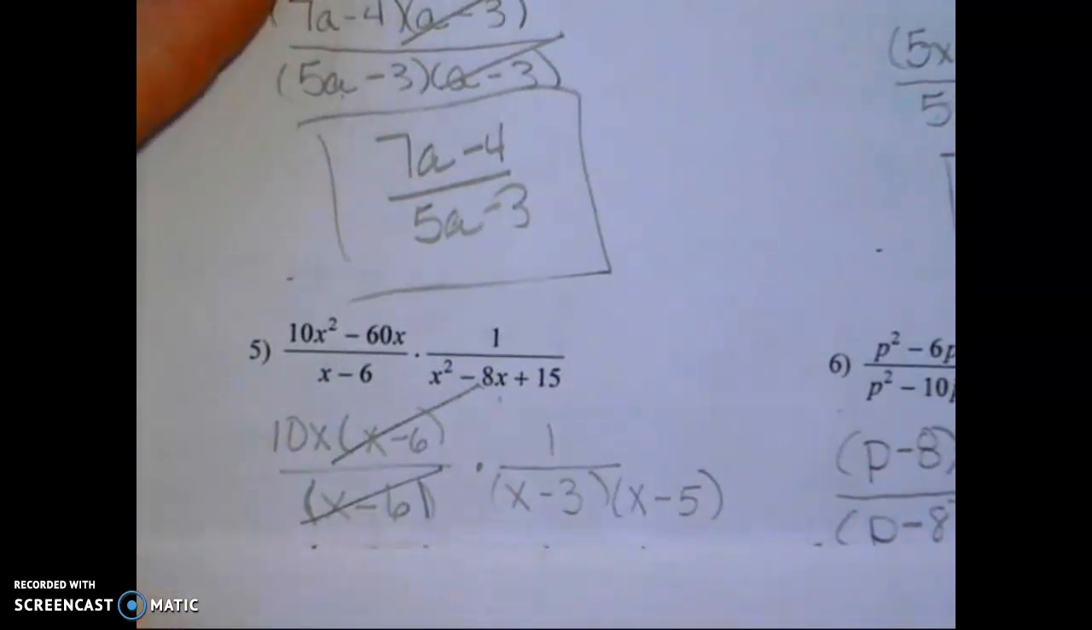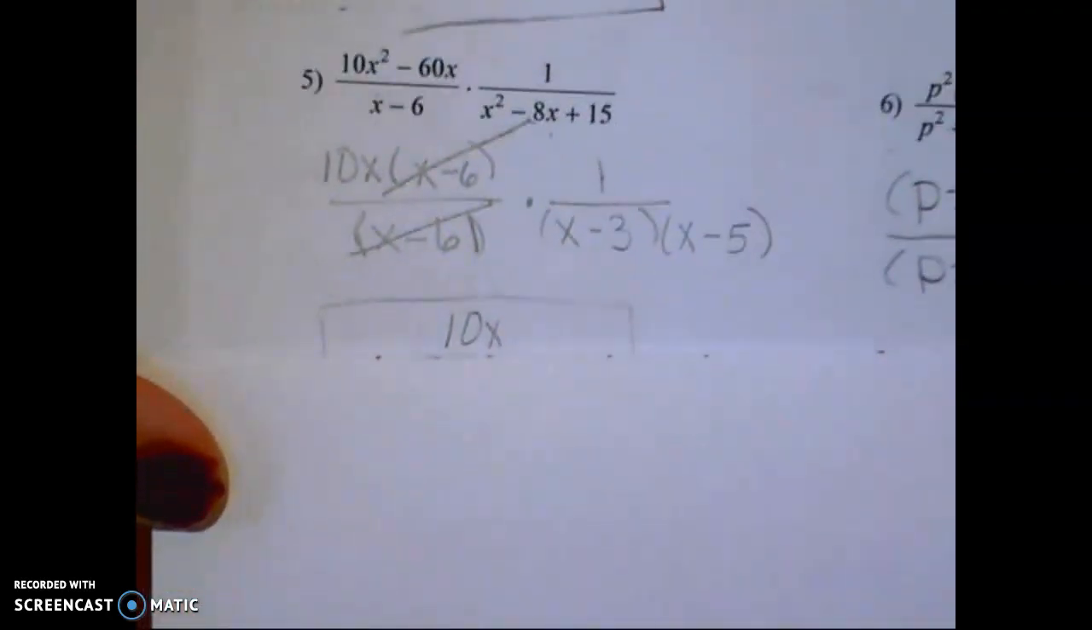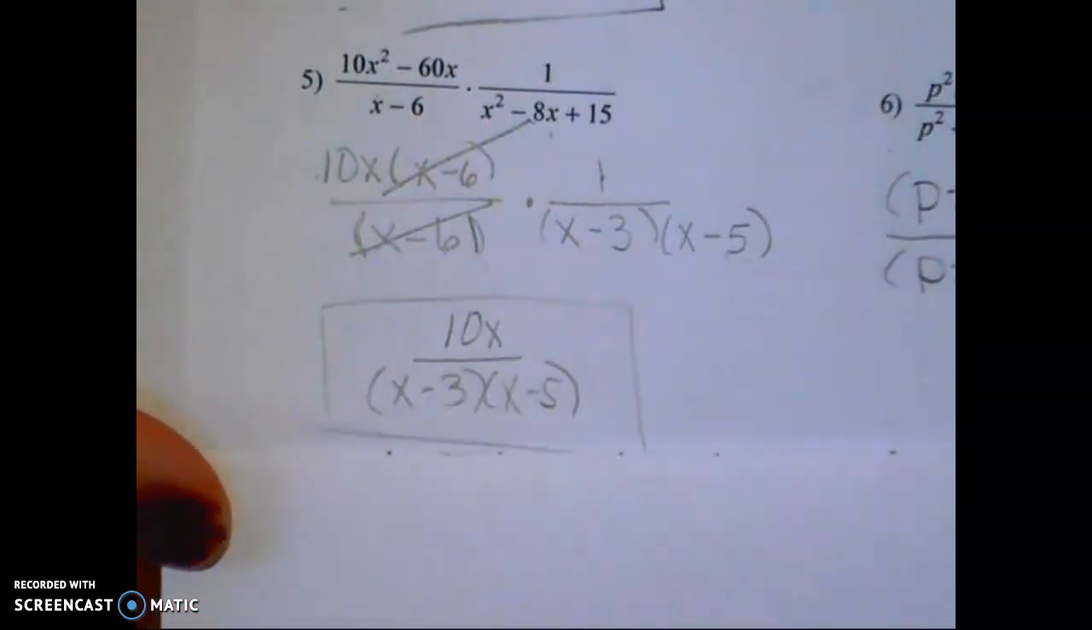Okay, multiply everything in the numerator. 10x times 1, that's 10x. And then we'll see what's left in the denominator. I have the x minus 3 and the x minus 5. Leave that as 2 separate factors and circle your answer.